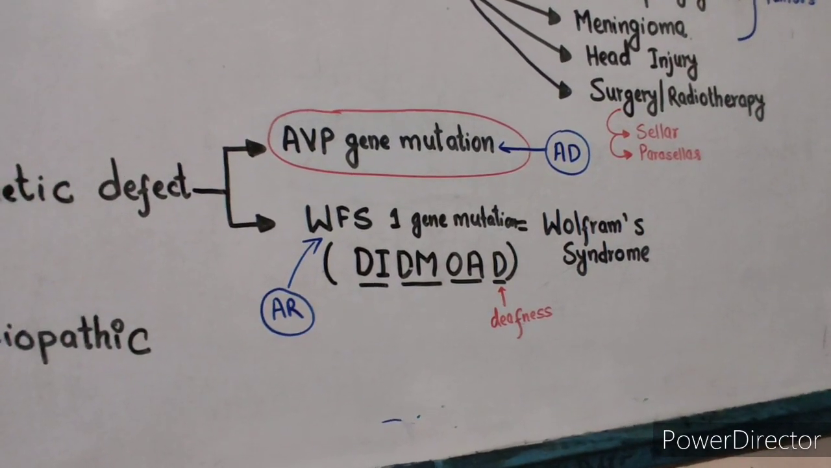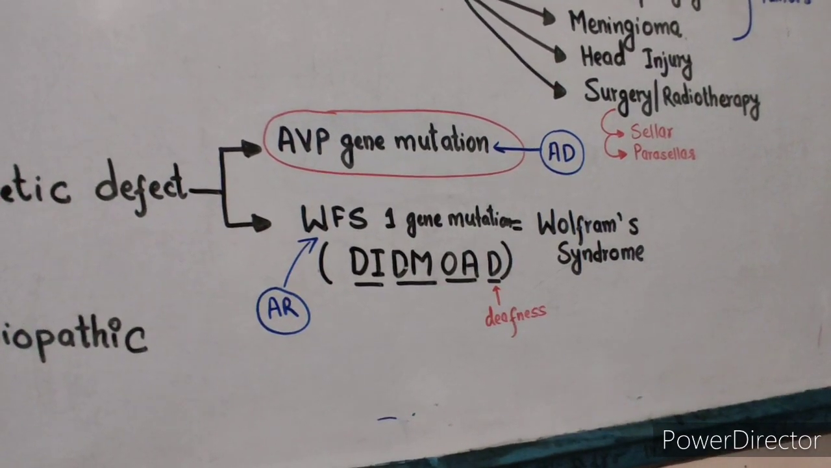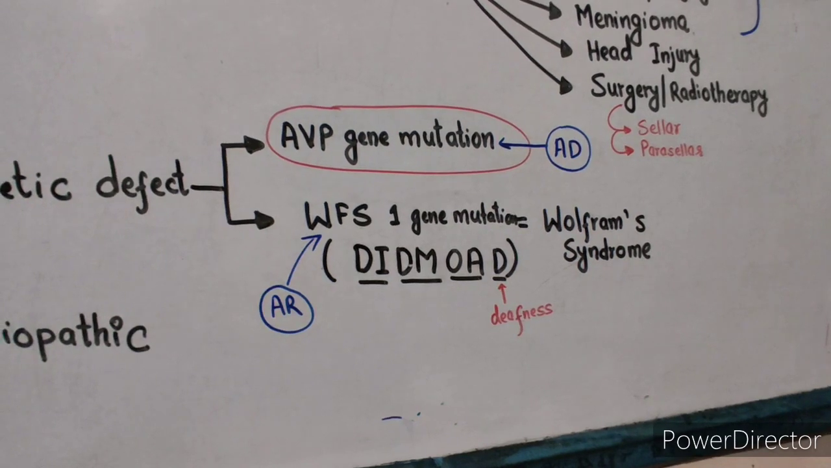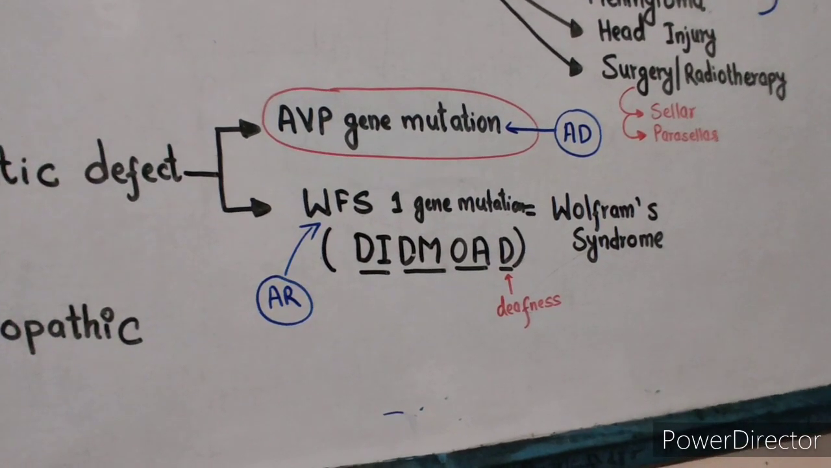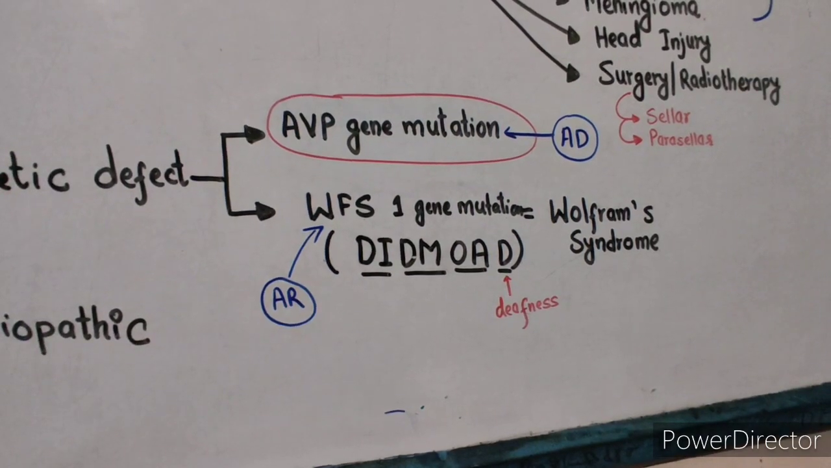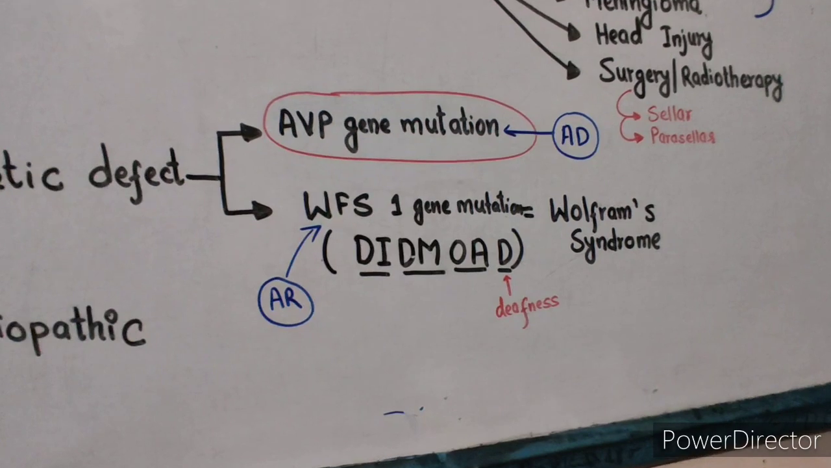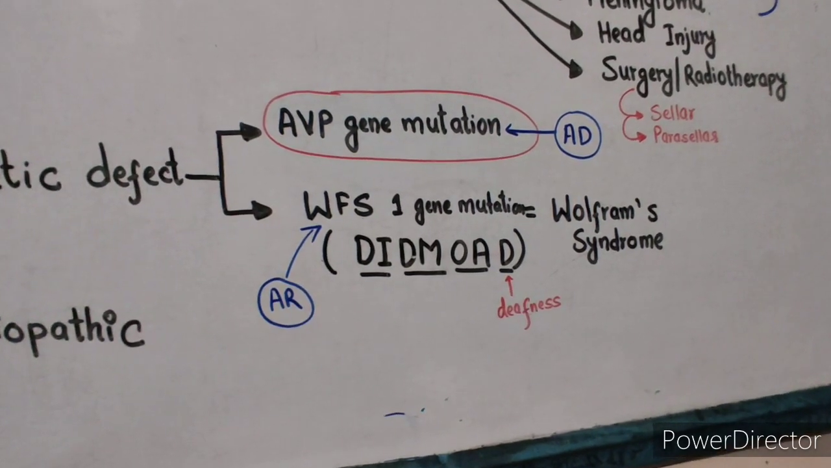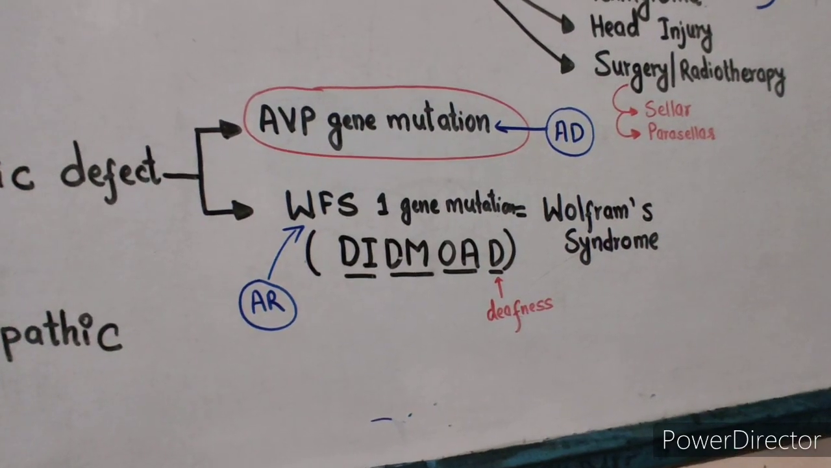This gene mutation is not present from birth but develops later, after many months to several years. Once this mutation is established, arginine vasopressin becomes deficient permanently. But for some unknown reasons, diabetes insipidus caused due to this gene mutation improves spontaneously in late middle age.